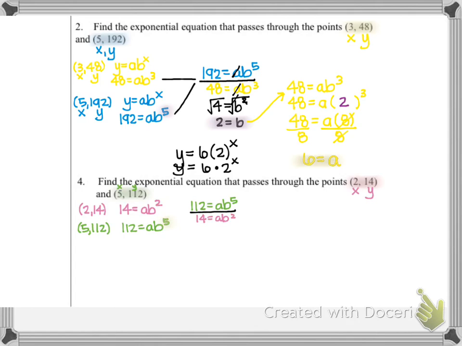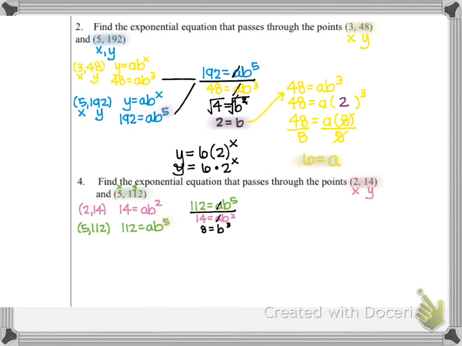Then I'm going to go ahead and divide. So let's do 112 divided by 14. That's going to give me 8. Drop the equal sign straight down. A divided by A cancels, it's just 1. And then I'm going to use the property of exponents. So I'm going to keep the b, and then I subtract the exponent. Top exponent minus bottom exponent. Okay, well, that is a 3.